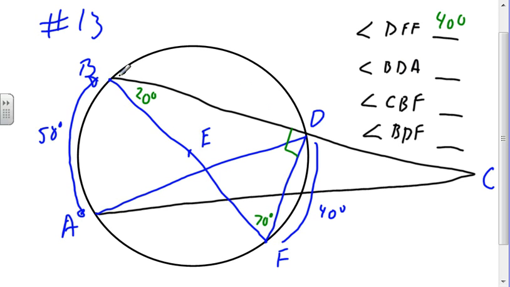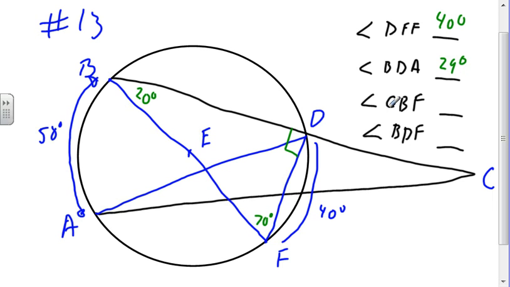BDA. The inscribed angle is going to be half that arc. So half of 58 is 29. So that'd be 29.